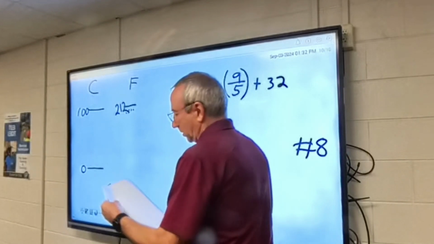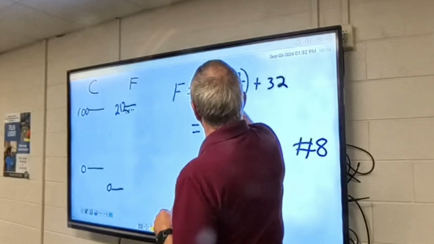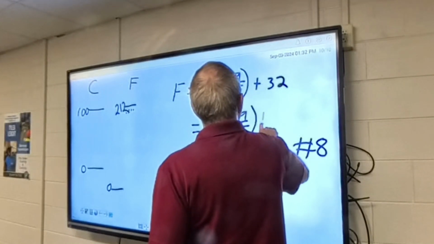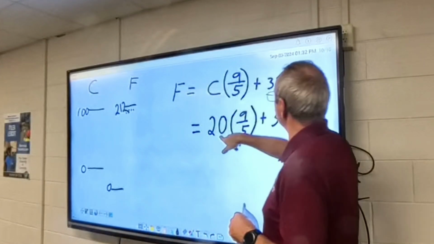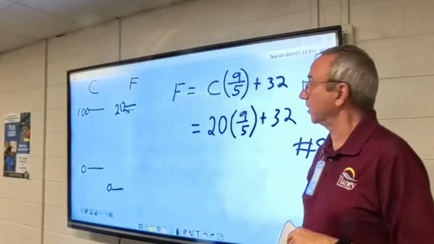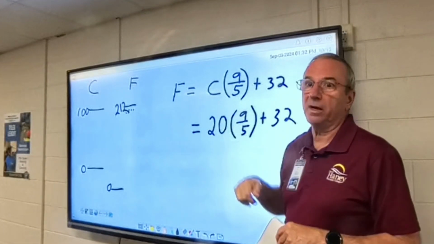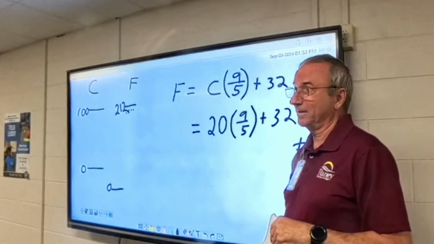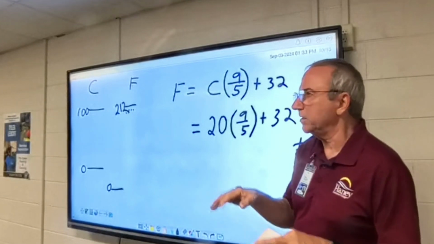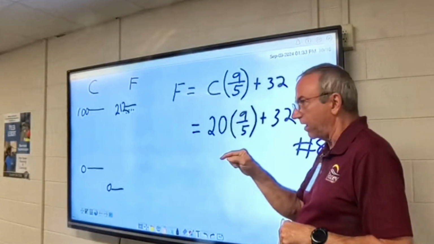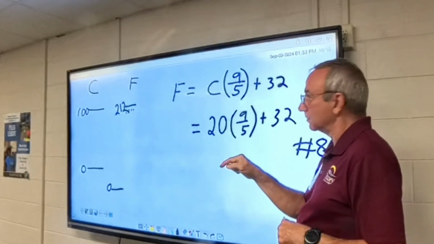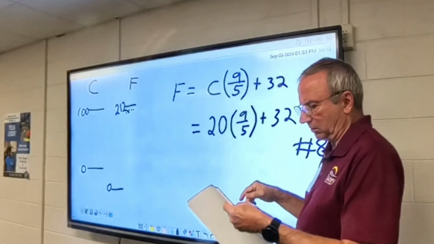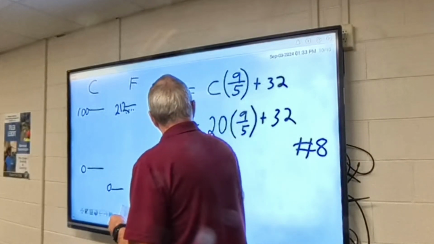C is given to you in the book. It says a temperature of 20 degrees C. So where C is, you're going to put in 20. Now, one thing to know is you can do these in any order. For some people it's easier to take 20 times 9 and then divide that by 5. You could divide 20 by 5 and then multiply it by 9. Any which way you want to do it. Probably the easiest on your calculator is just punch in 9 divided by 5 times 20 plus 32. That should give you the answer. And the answer was what? 68.